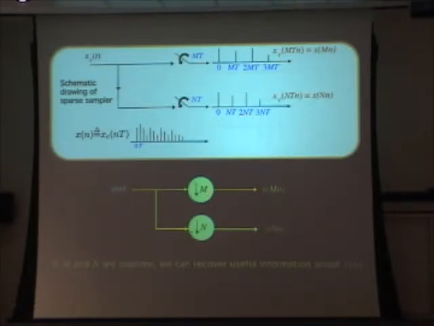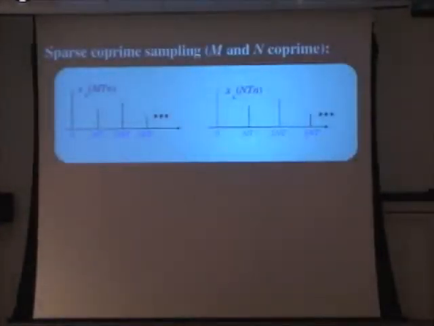If these two integers M and N are coprime, that means we have no common factors. 3 and 5 are coprime. So 12 is not prime, but 12 and 30 are coprime, right? So if these two integers are coprime, then indeed I can get a lot of information about that signal. That's what I would find. Broadly speaking, that's what I would find.